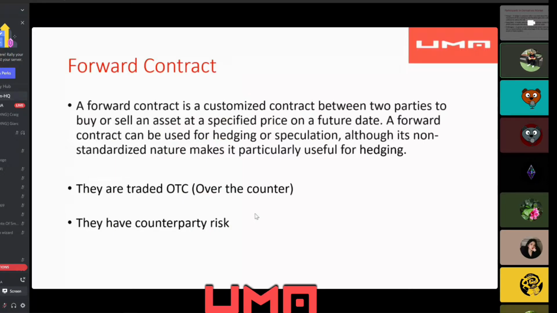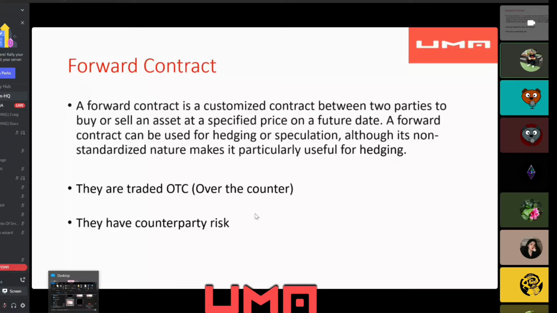A forward contract can be used for hedging or speculation, although its non-standardized nature makes it particularly useful for hedging. They are traded over the counter. Over the counter means forward contracts are basically customized as per the two parties' needs, and they aren't traded on any centralized exchange. They are very, I would say, personalized. Let's say me and Datcoin want to get into some contract, then we'll have to use a forward contract to get into an agreement.